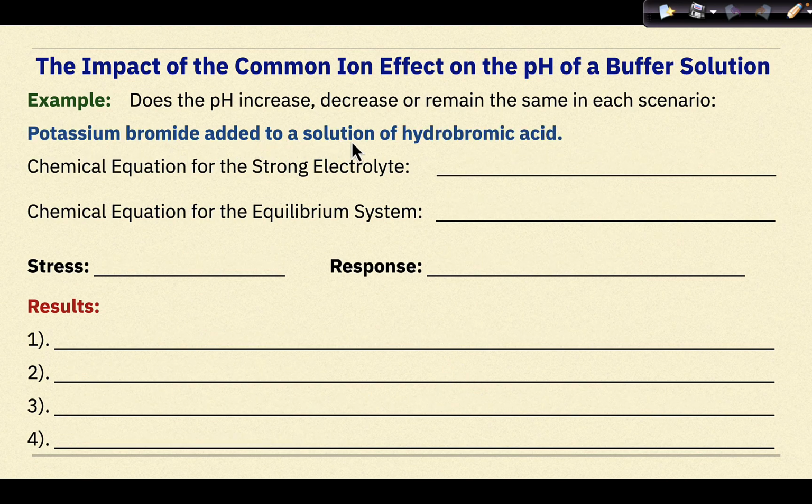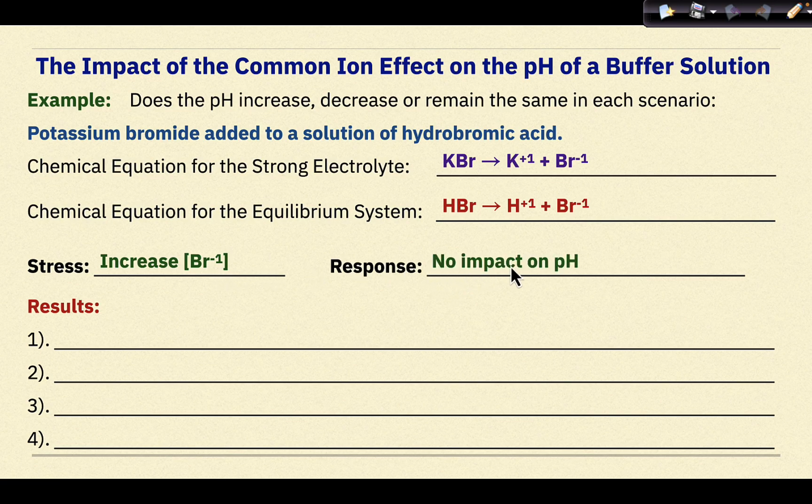Potassium bromide added to a solution of hydrobromic acid. The chemical equation for the strong electrolyte is KBr dissociating into K+1 and Br-1 ions. The chemical equation for the equilibrium system is the strong acid HBr ionizing to form hydrogen ions and bromide ions. The stress on the system is an increase in Br-1 ions. The response is that there is no impact on pH. The result of this stress is that adding KBr has no effect on the overall pH of the system.